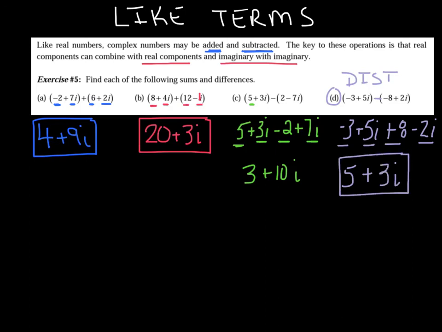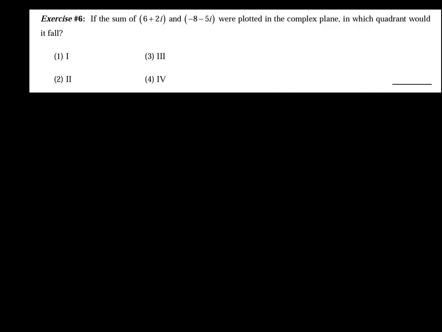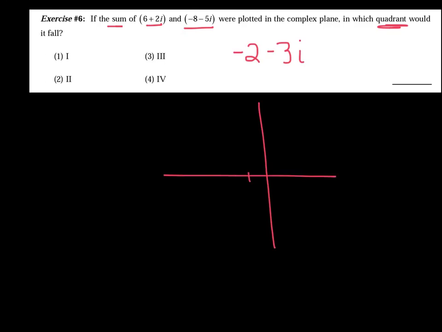Alright, here's a real straightforward multiple choice question. They want the sum of these two complex numbers, and then they want to know in which quadrant the sum would fall. So combine your like terms. I'm going to get -2 minus 3i for a sum. If I graphed that complex number, I would go left 2 and then down 3 units. That would put me definitely in the third quadrant.